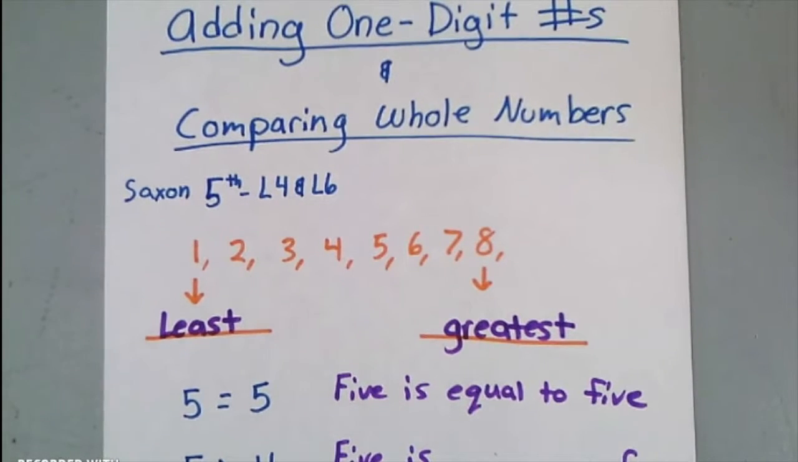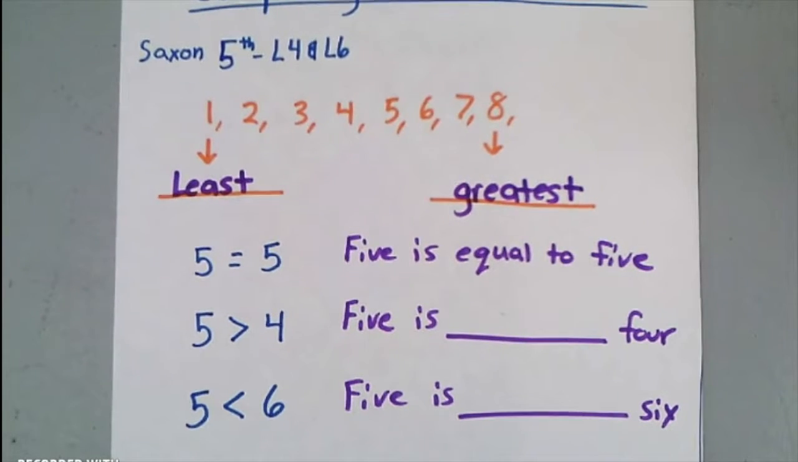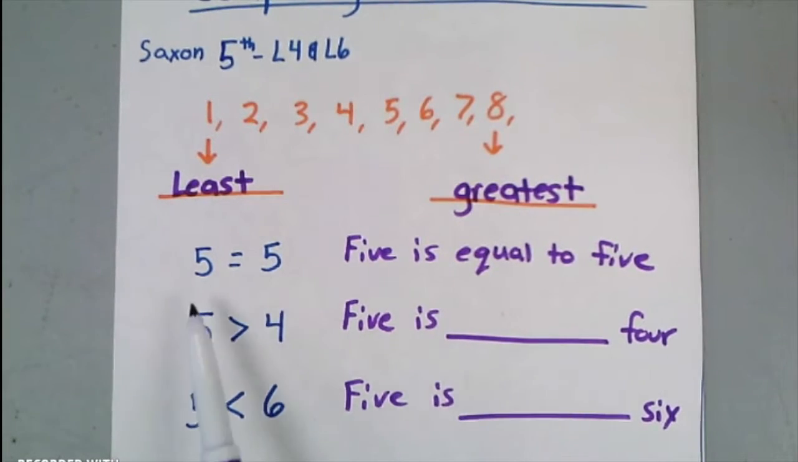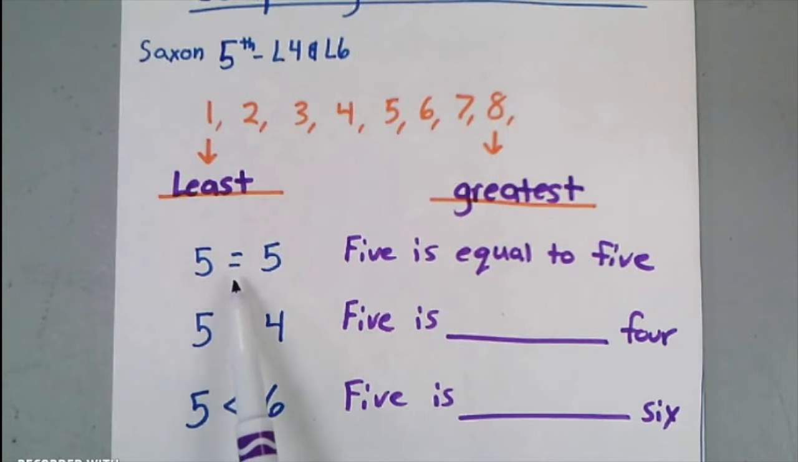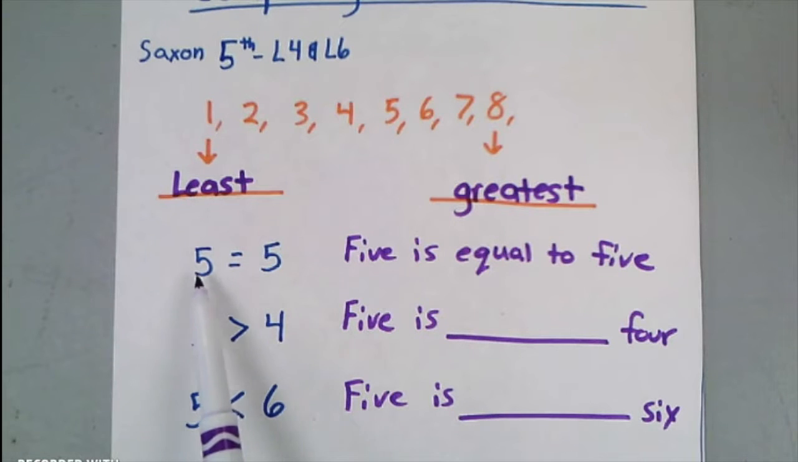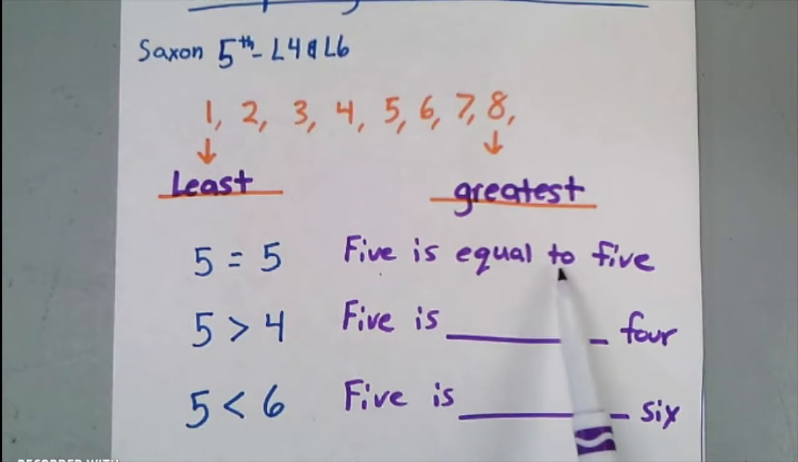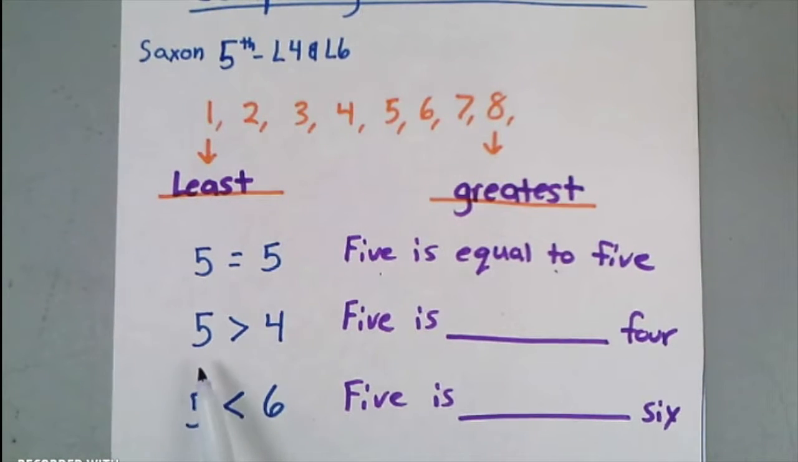Okay, now we're going to talk about what these three symbols are. We have an equal sign, which you already know. And if I were to say that 5 equals 5, then you say what the sign says, and then you say the other number. 5 is equal to 5. Let's look at a different example.